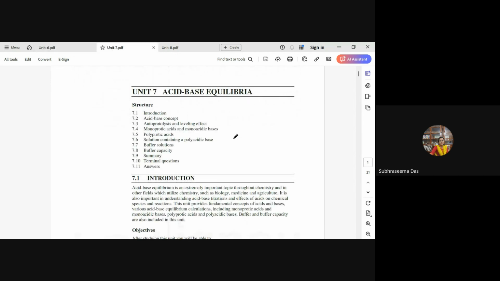So with this, we end unit 6 and we'll start unit 7, that is acid base equilibria. We'll take a short break of 5 minutes and then we will start this.